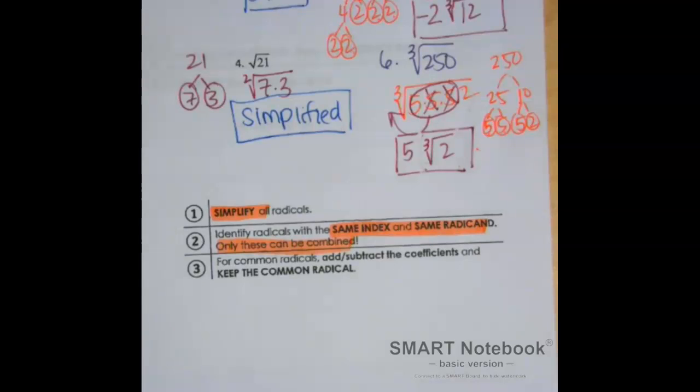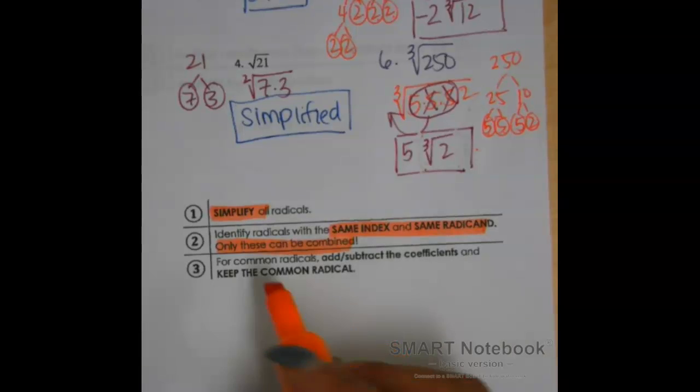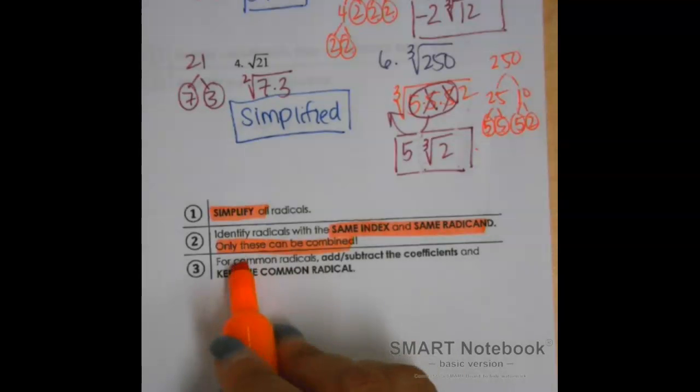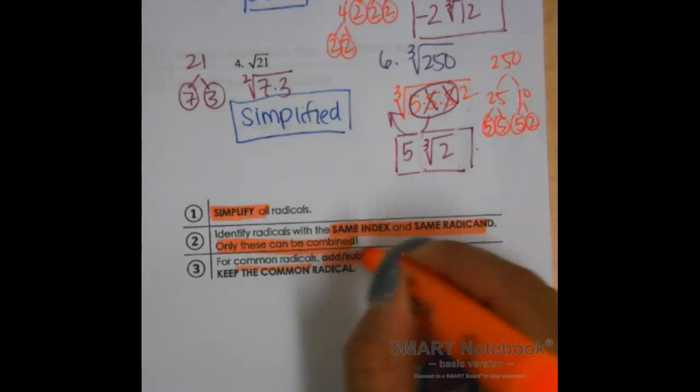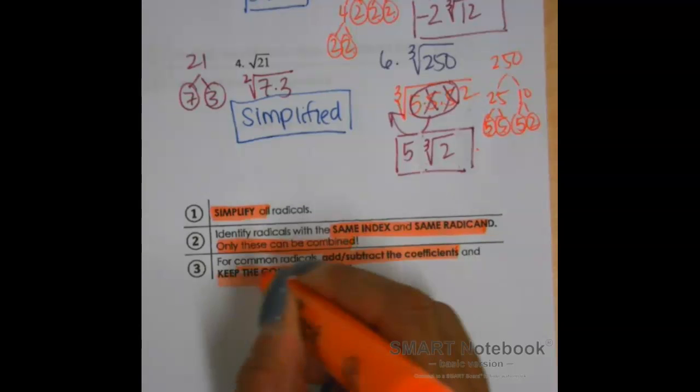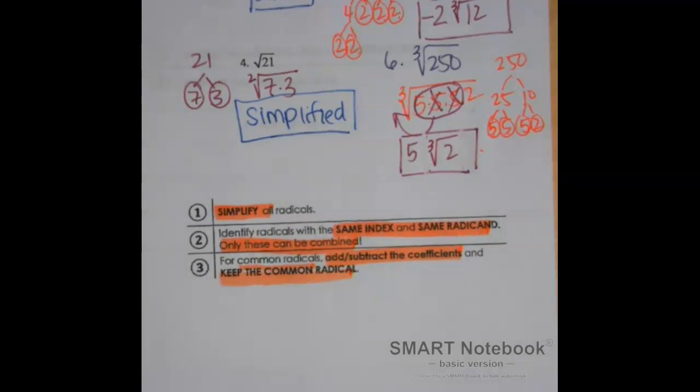So if you have like the square root of 2 plus the square root of 2, you can combine those. But if you have a square root of 2 and square root of 3, you can't combine them. The last piece, for only the common radicals, add or subtract your coefficients and keep the common radical the same. It seems like a lot, but we're going to work through it together.